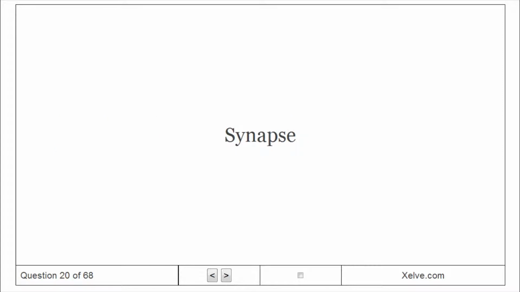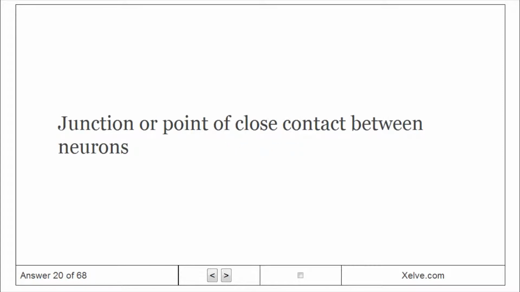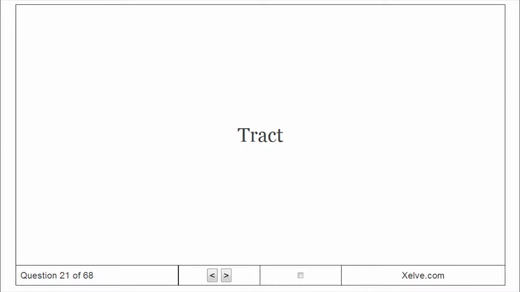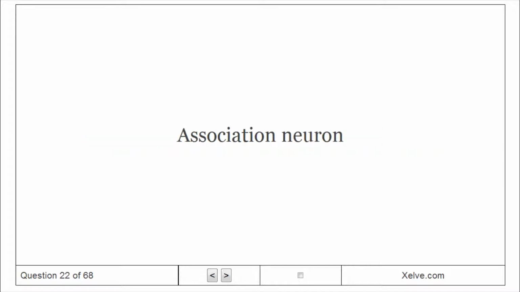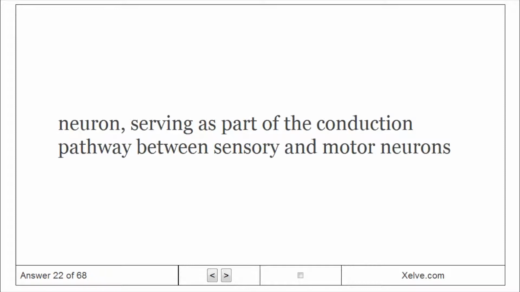Synapse. Junction or point of close contact between neurons. Tract. Bundle of nerve processes inside the CNS. Association neuron. Neuron serving as part of the conduction pathway between sensory and motor neurons.